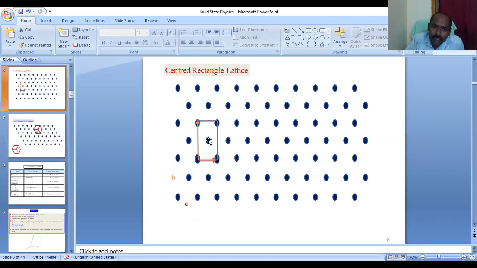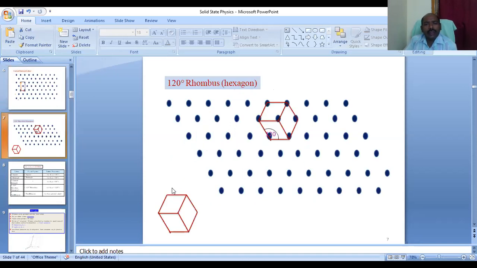In the case of the centered rectangle, we have one more point at the center of the rectangle. It is not shared by any other rectangle. Therefore, the number of lattice points for the centered rectangle is 2. Similarly, the number of lattice points for the parallelogram or oblique lattice is 1. In the case of the hexagon lattice, the center point is totally confined to this unit cell, so its contribution is 100%, that is one lattice point, and the contribution of each corner lattice point is 1 by 3.